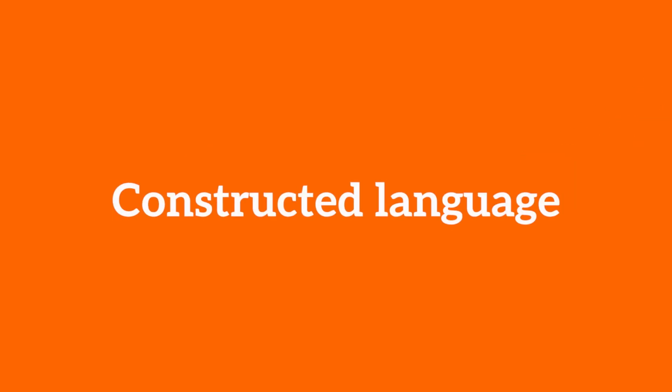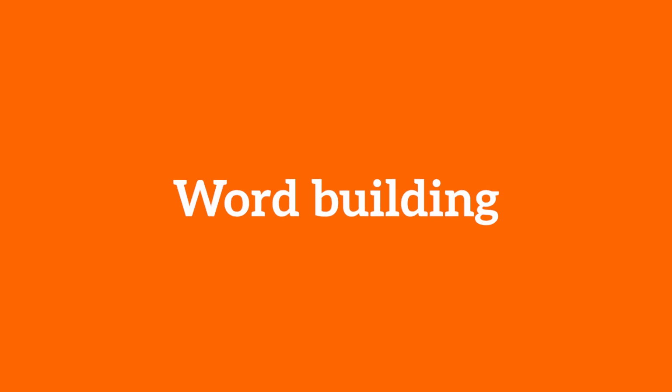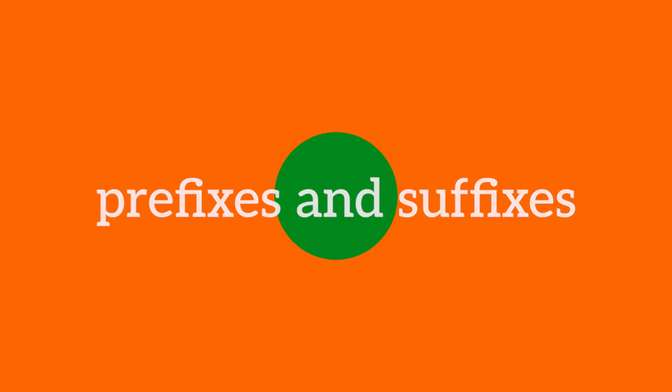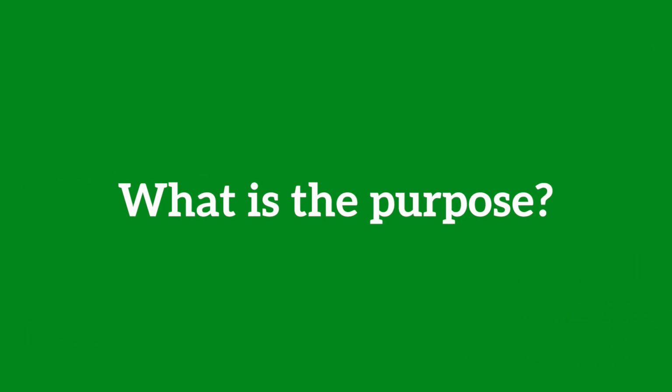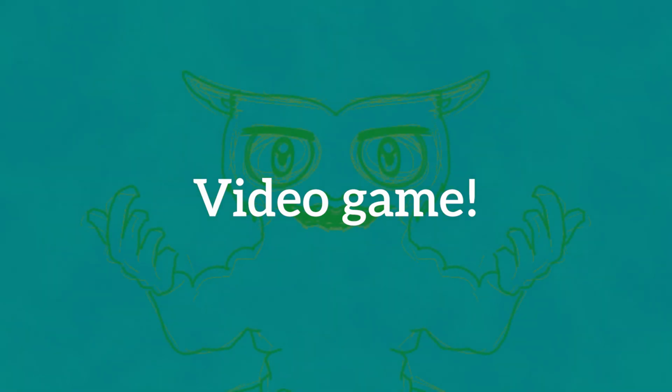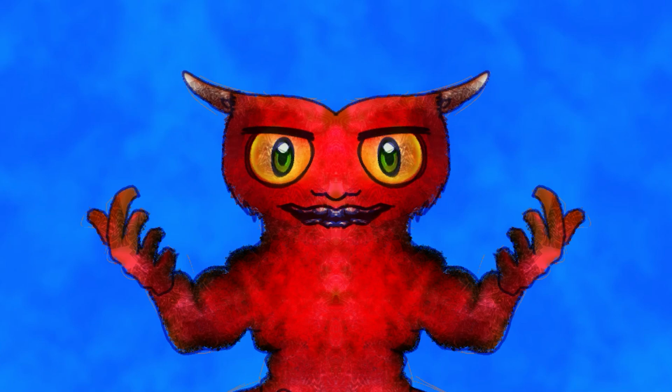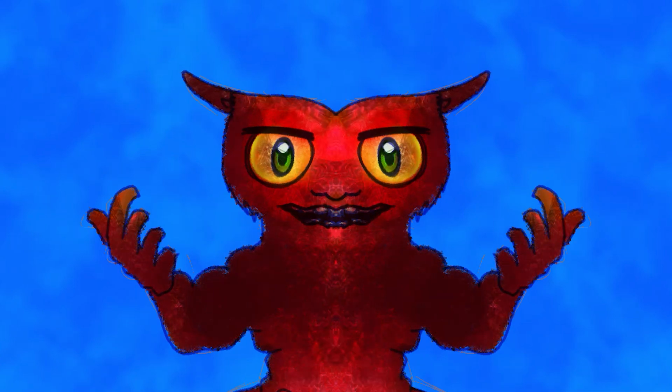Absognian language is a constructed language that is focused on word building, simply by using prefixes and suffixes. The main purpose of this language is in communication between characters in a video game project called Absognia. But what exactly is a constructed language?